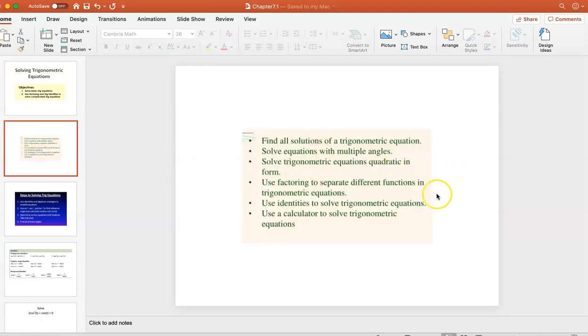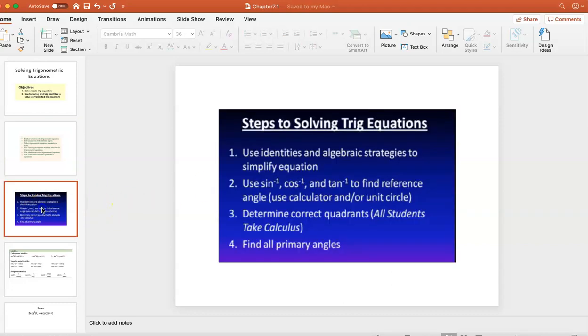This next one says find all the solutions. You're going to solve equations with multiple angles, trigonometric equations in a quadratic form. Factoring is going to be used a good bit, and you're going to use your identities and possibly a calculator to solve too. In fact, you will need a calculator.